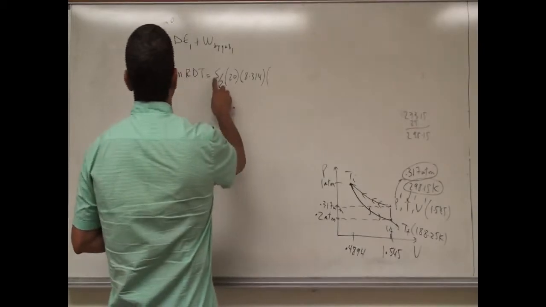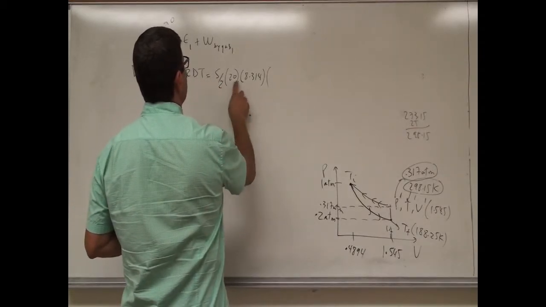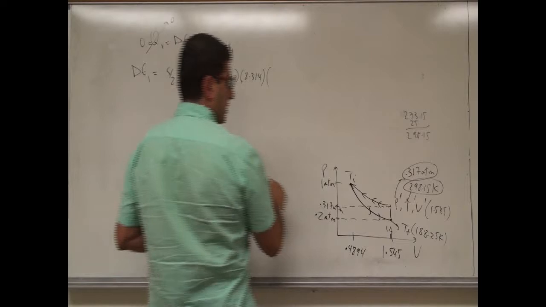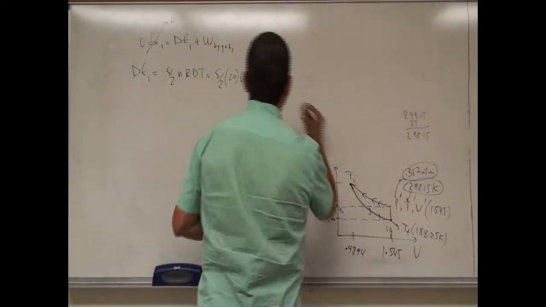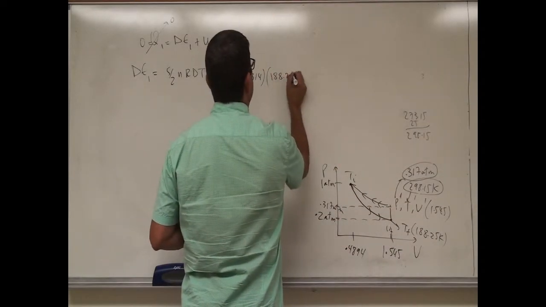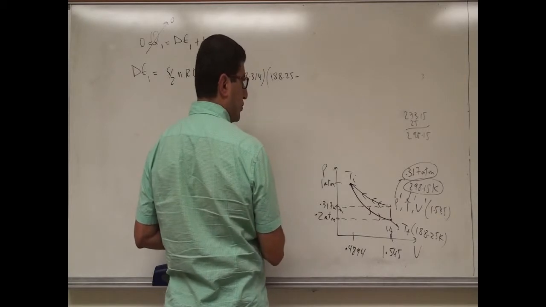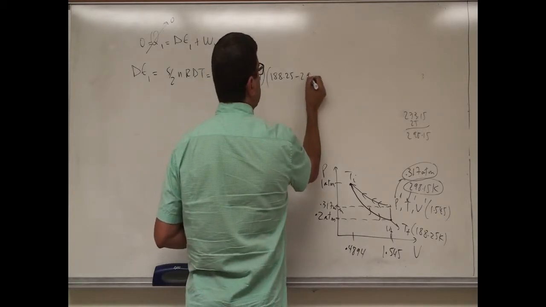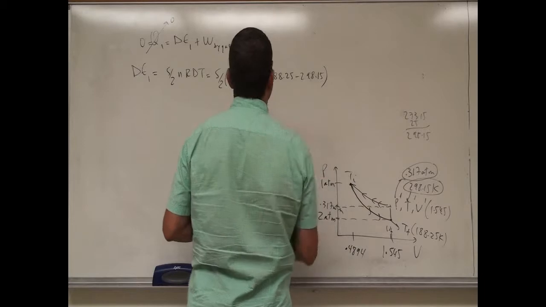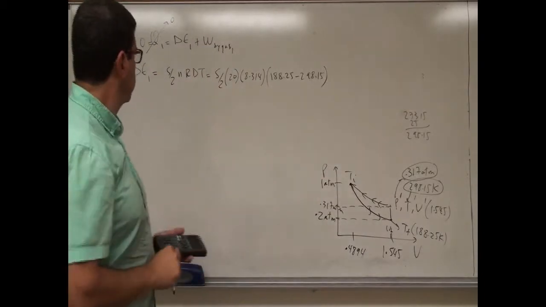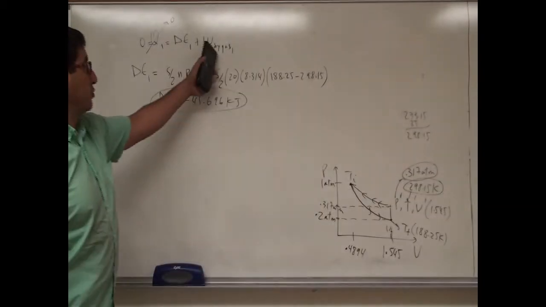So then you can say here, delta E of gas is 5/2 times 8.314 times the final temperature, 188.25, minus the initial temperature which we started out with, which is 298.15. Okay, so then you do that. So then what's the work by the gas?